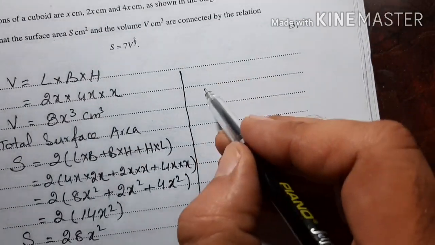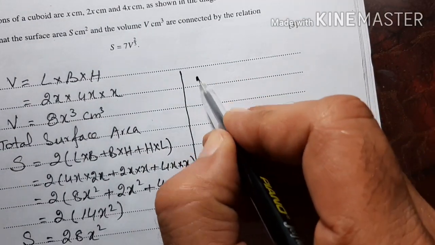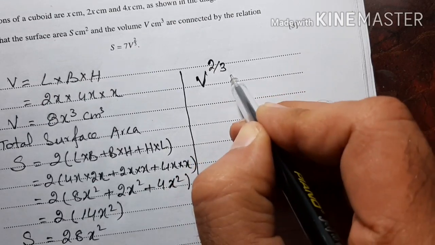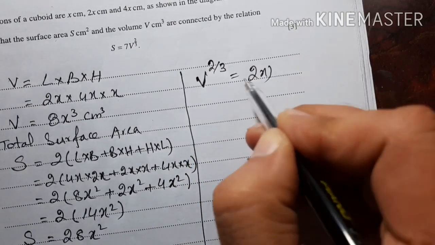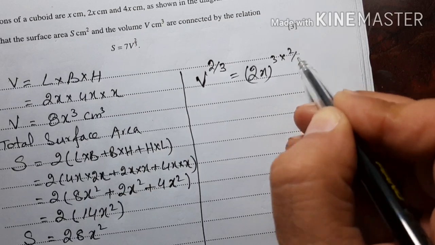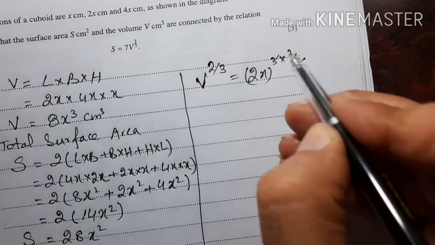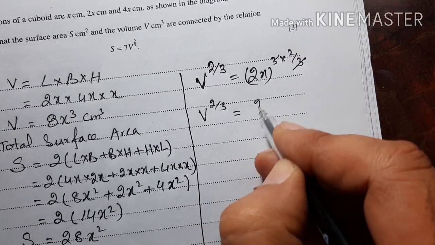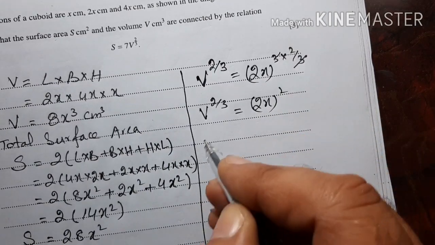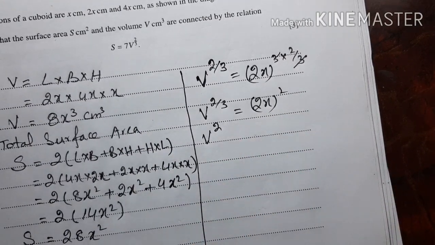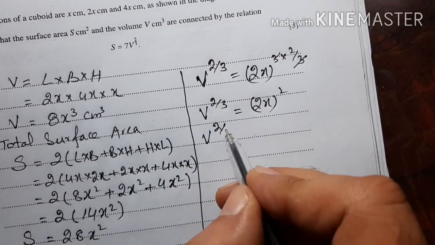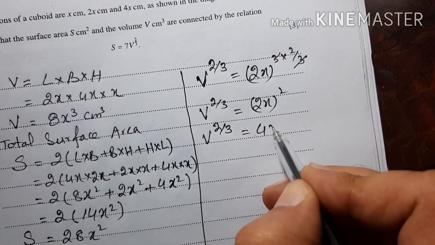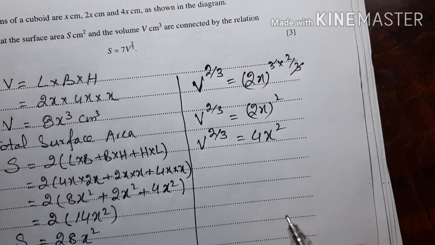So I can write it as V to the power 2 by 3 is equal to (2x) power 3 into 2 by 3. So this will be cancelled. So V to the power 2 by 3 is equal to (2x) power 2. So V to the power 2 by 3 is equal to 4x square.